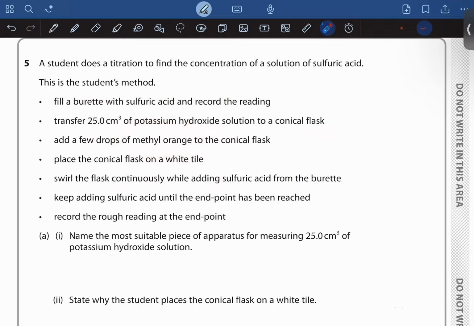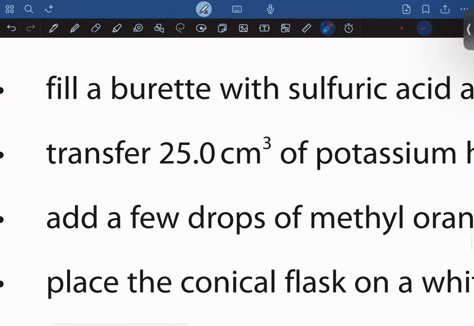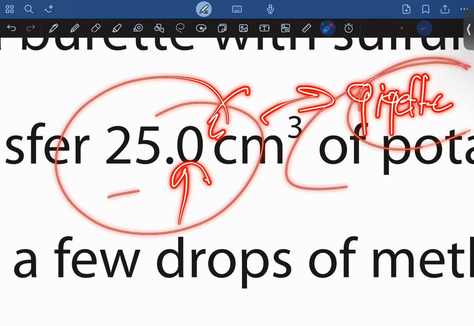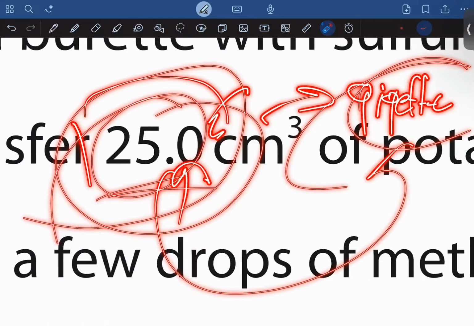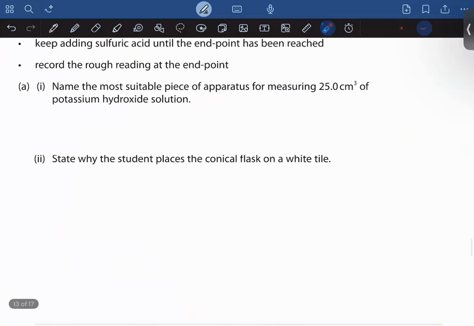Keep adding the sulfuric acid and record the rough reading at the endpoint. We record the reading of the burette at the endpoint to figure out the volume of acid needed to react with this potassium hydroxide. Now, just see something, right? 25.0. When you see something given in decimal like this, it would mean that you're using a pipette. I repeat, whenever you see something that has a decimal like this, it basically means the use of a pipette. Name the most suitable piece of apparatus. See, pipette.